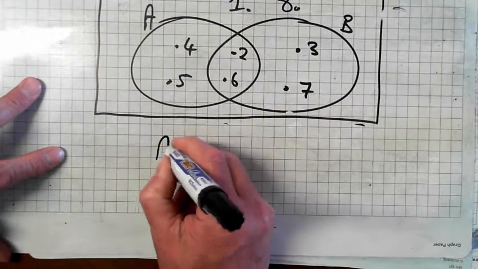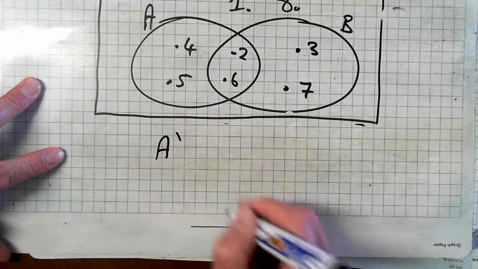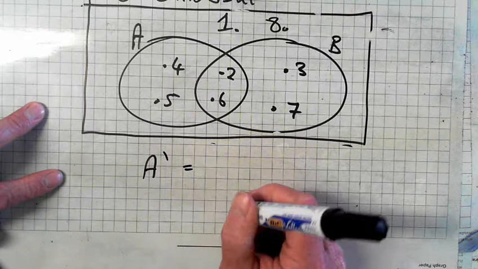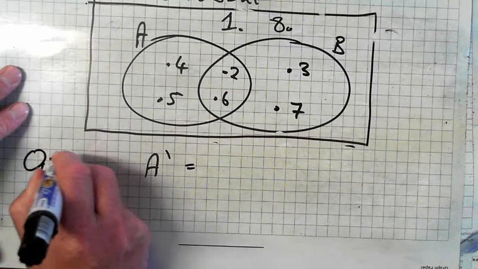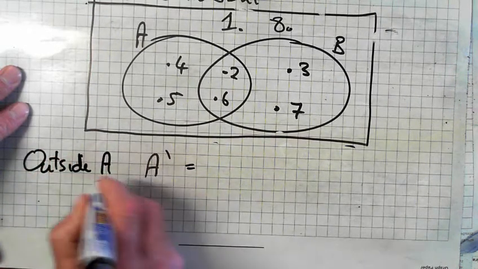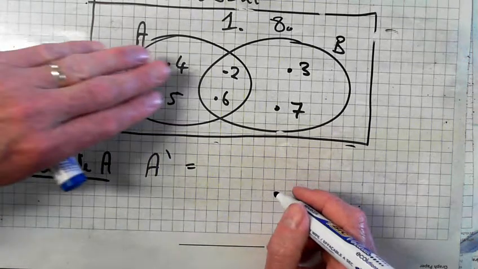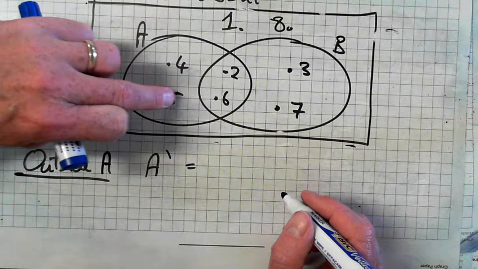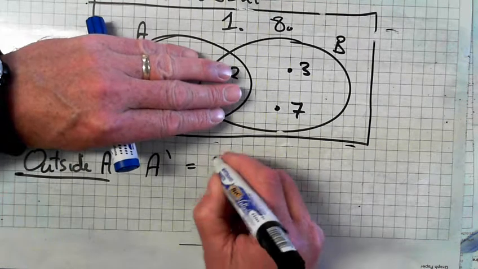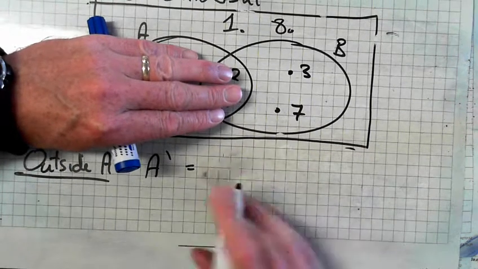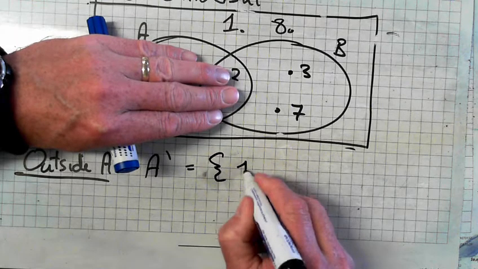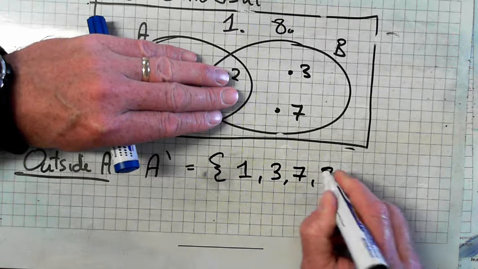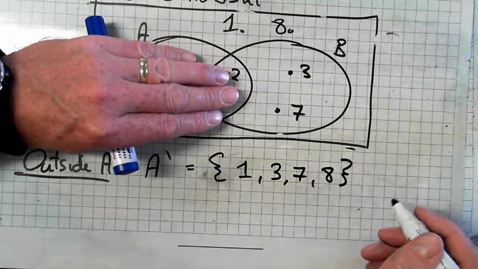Right, we'll go with A dash. What does this A dash mean? What's outside of A. We'll look at A. What's in A? 2, 4, 5, and 6. So what's outside of A? Do my curly brackets properly. What's outside of A? 1, 3, 7, and 8 are outside of A.